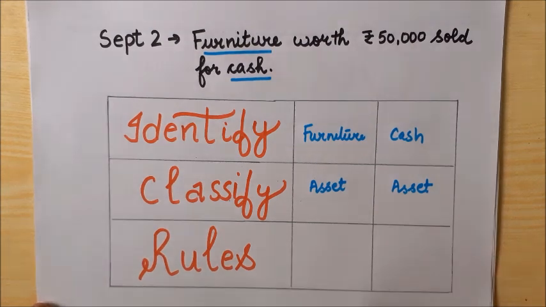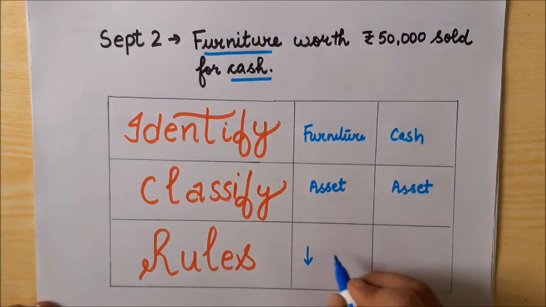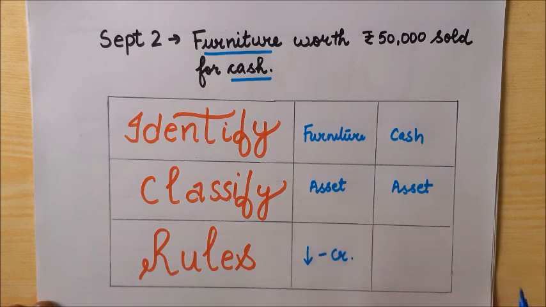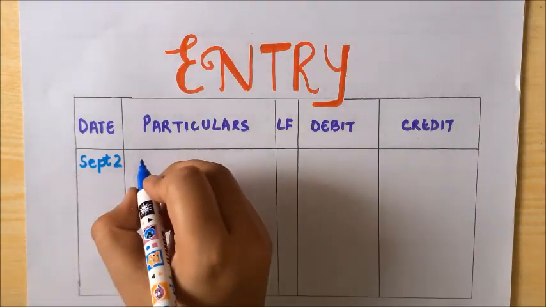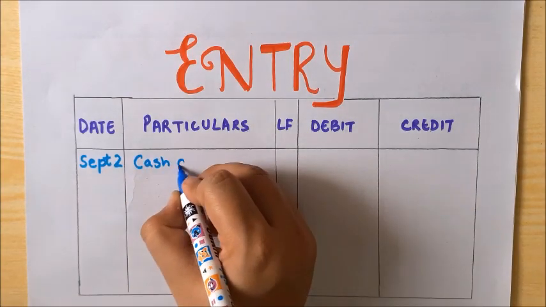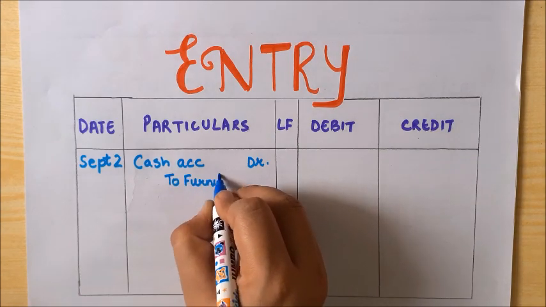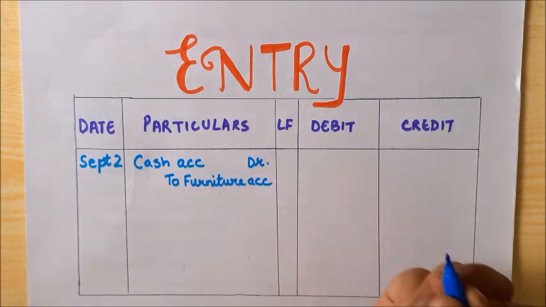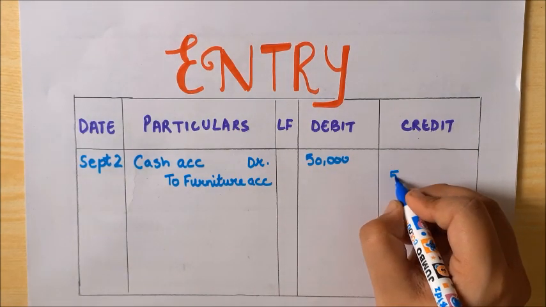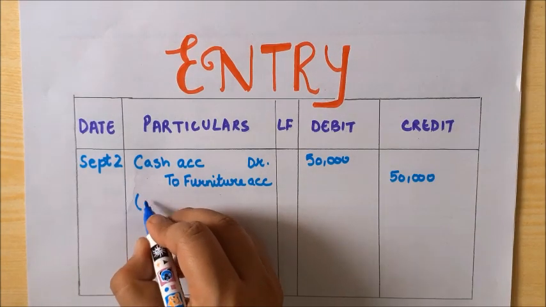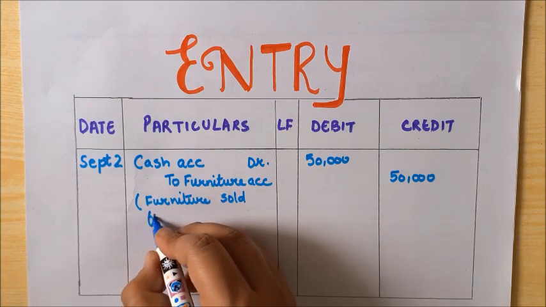The next step is to apply the rules. Since furniture is decreasing, the asset is decreasing, so we will credit it, and cash is increasing, that is, the asset is increasing, so we'll debit it. So here is the entry. On September 2, cash account debited, to furniture account. In the debit column, I'll write the debit amount, and in the credit column, I will write the credit amount. In the narration, I'll write furniture sold for cash.